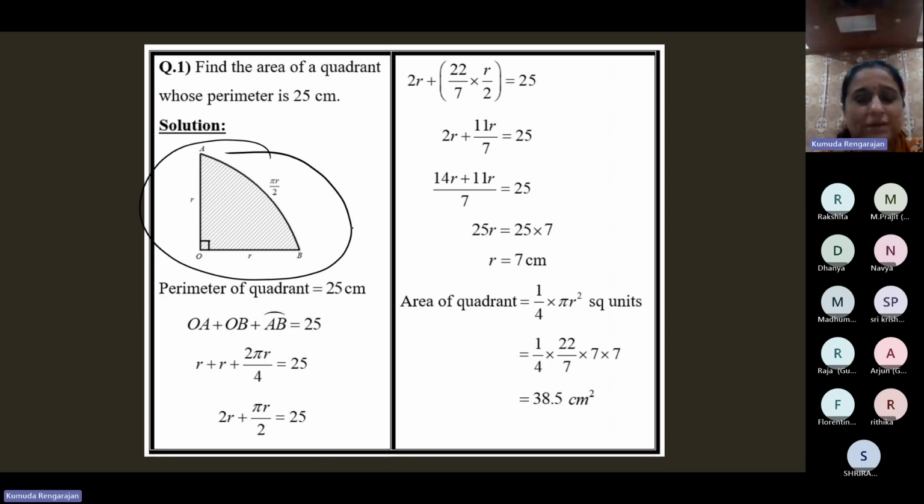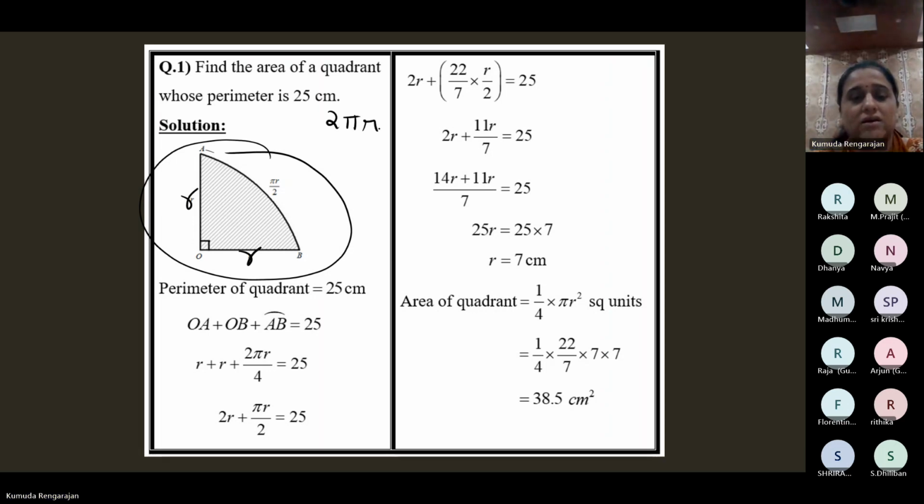So the perimeter of the sector is given to you. Now, what makes up the perimeter of the sector? The quadrant is made up of two radii, OA and OB, and an arc AB. You can see here I've marked this as R, and the circumference of the circle is 2 pi r.